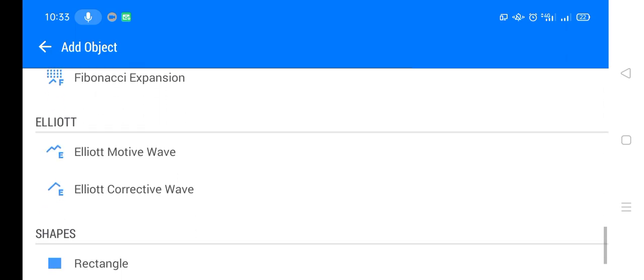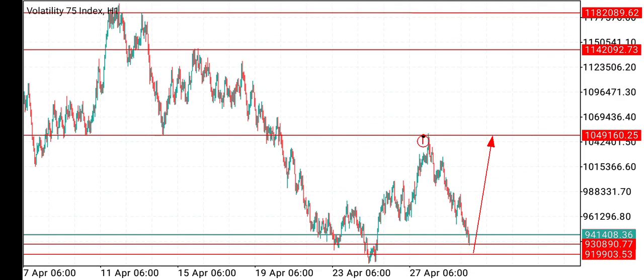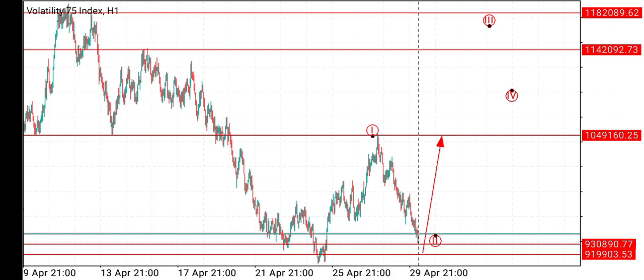So you'll go to where we're looking for an Elliott wave motive. Wave one, wave two, wave three. Then after wave three, we're expecting wave four around here. Then wave five is going to be higher than that. But let me put this wave five here. Later on, we're going to fix it.